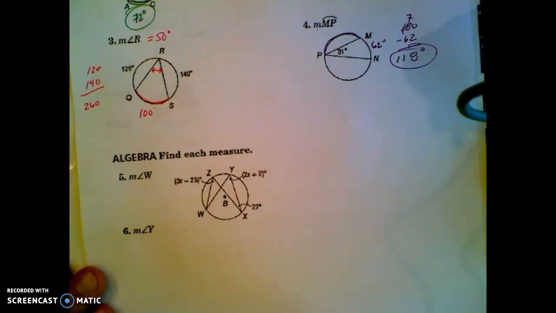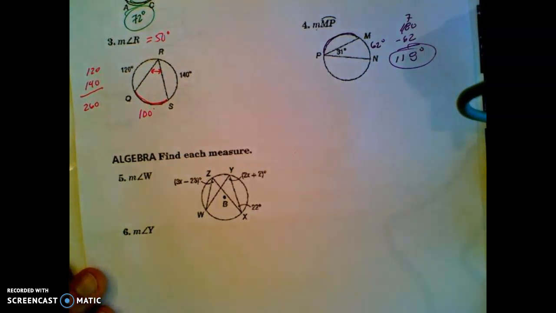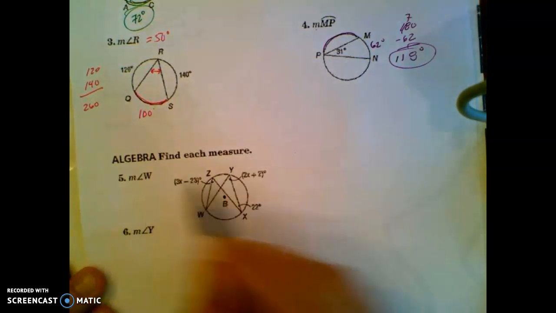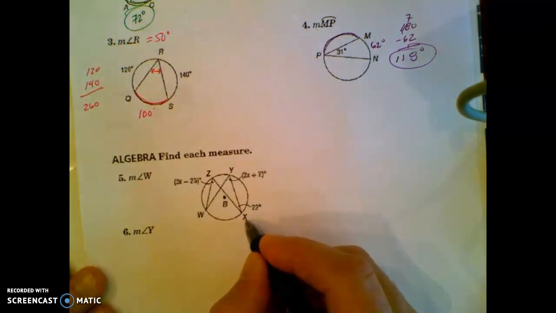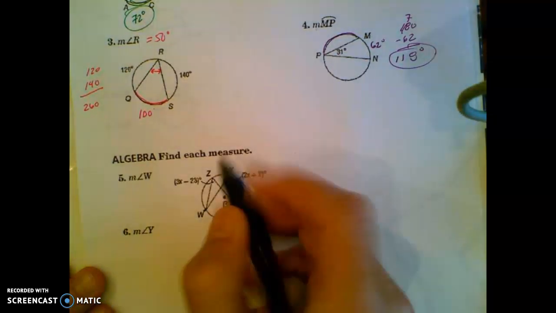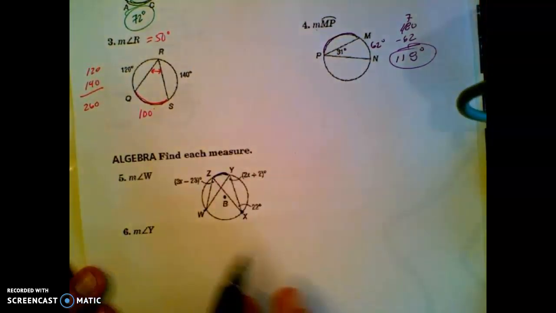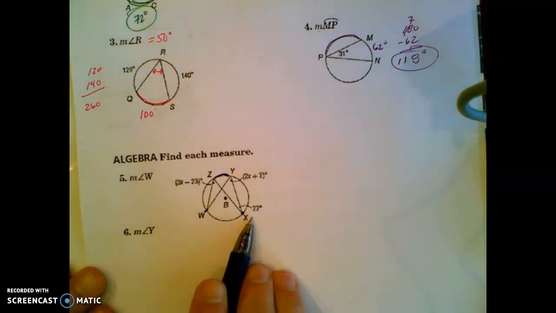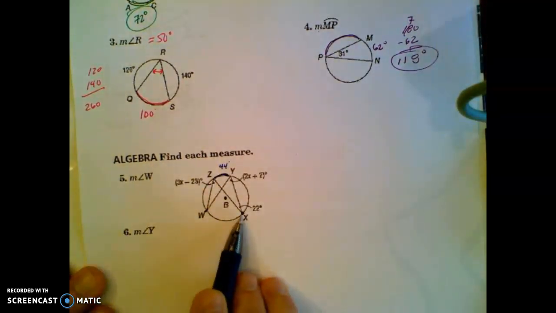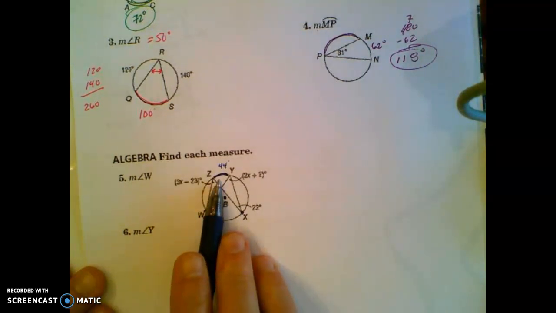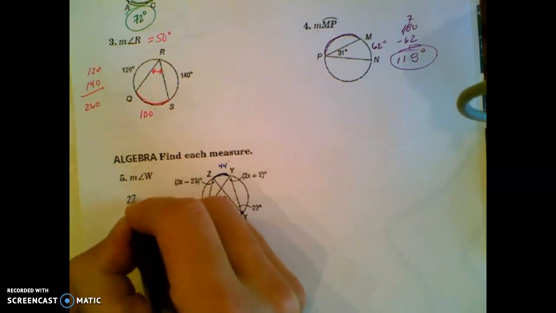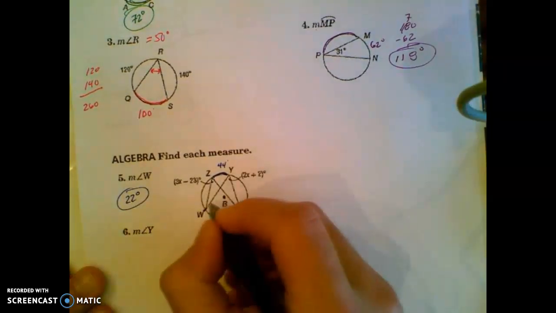Down here, it wants me to use some algebra with these problems. It wants me to figure out how big W is. Let's see, the measure of W is pretty easy because it's going to be the same as this inscribed angle over here. So these are inscribed angles that make the same arc, ZY. So I know X is 22 degrees, which means this arc is 44 degrees because it's an inscribed angle. That's the arc, so it doubled it, which means that W also has to be 22 degrees just like X because it makes the same 44-degree arc.